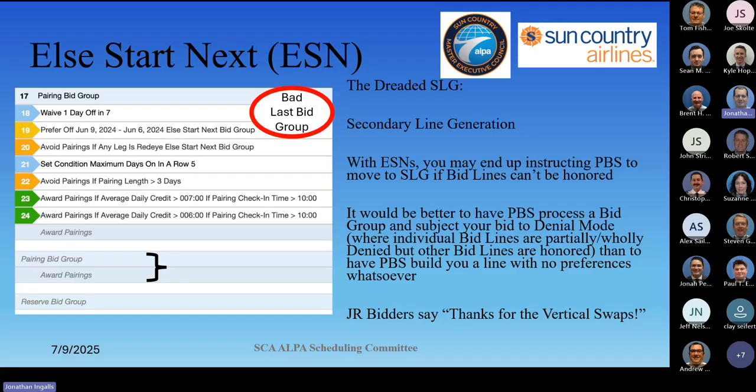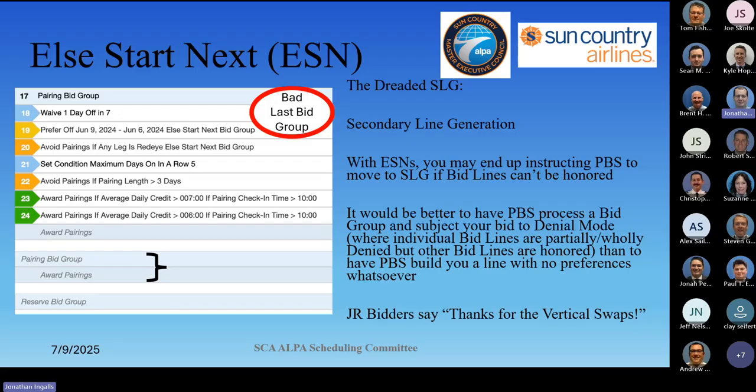You'd never want to be there because at least if you're in your bid group, remember that denial mode is going to honor some of your preferred off, some of your avoids, some of your set conditions. You know, you're going to get some of the stuff you wanted, some of the things you wanted from your award pairings if you're in your bid group. But if you're in secondary line generation, you are totally at the mercy of the system to build you whatever the heck it wants. Not only that, you're going to get the worst things that this system can give you.